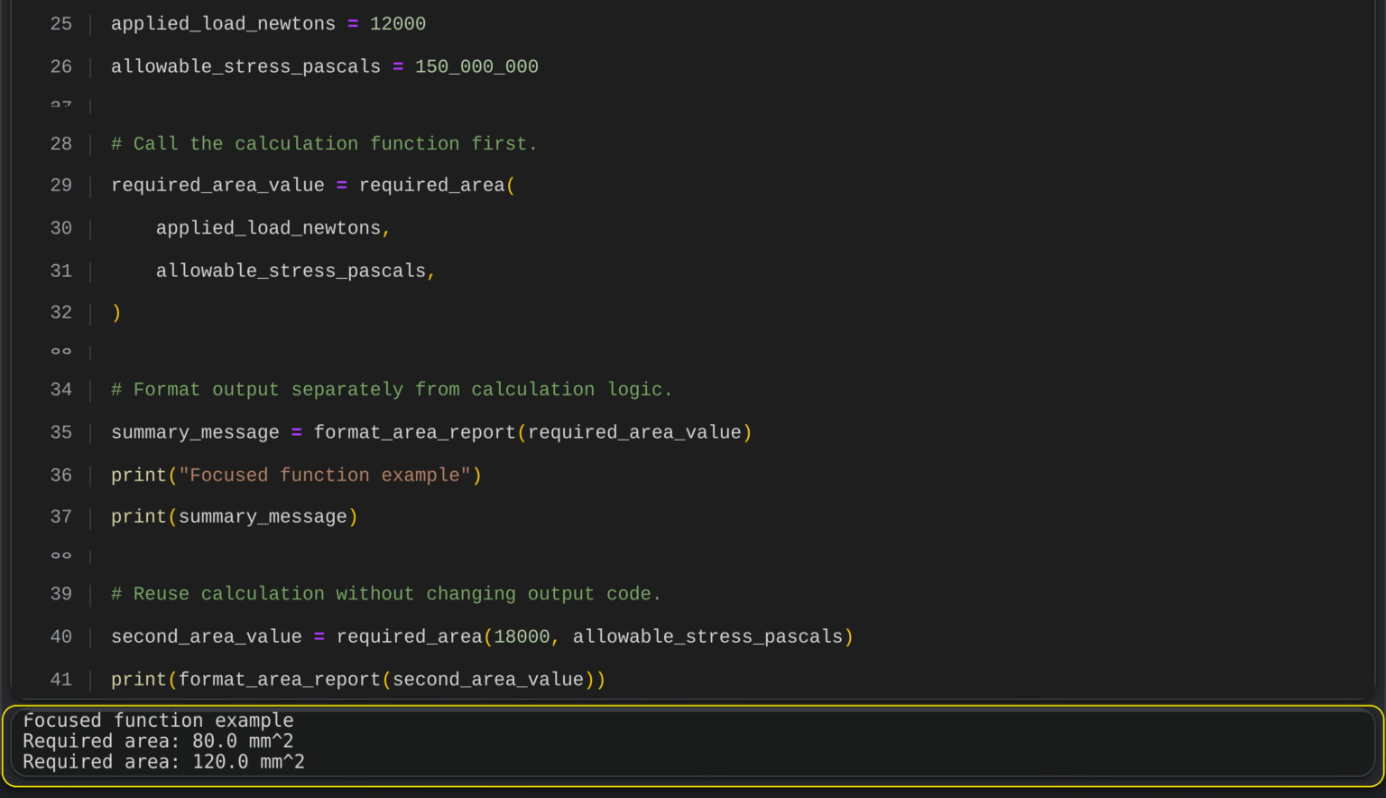The script calculates the required area from a load and an allowable stress, after confirming both values are positive. It divides the load by the stress to get the area in square meters, then converts the result to square millimeters for easier reading. It prints the formatted result and repeats the calculation with another load, showing that the calculation and output formatting are kept separate for clarity and reuse.